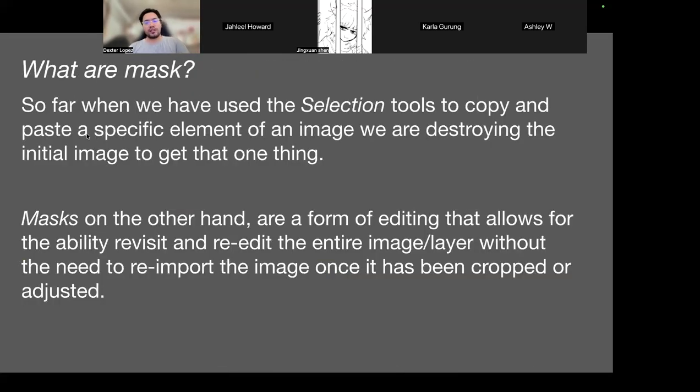So far, when you use the selection tool to copy and paste a specific element on an image, you're destroying the initial part. To get that one thing, you copy it and then you're discarding the original layer. Masks allow you to edit and sort of hide things on that original layer, not having to copy and paste, but also you're able to bring things back.